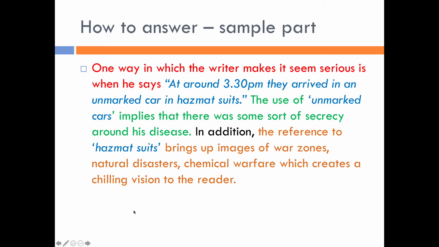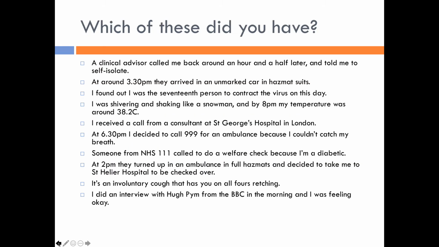So it's really as straightforward as that. Pick your quotation, what does it imply, how does it link to the question, and then go on to the next one, and the next one, and so on. As you can see, I've used quotations that are just two words long, unmarked cars, hazmat suits, and then one sentence which talks about the connotations of that phrase.